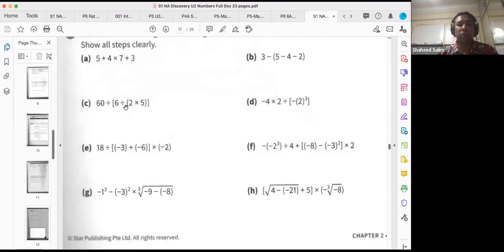But anyway, this one, you do the 2 times 5 first. Then after that, you do. So remember, do the innermost bracket first. So you try C first. C and D. Let me see. Carissa has given the answer. So let me just check.